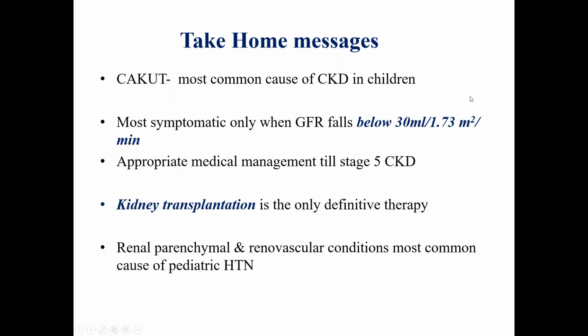So the take home message from this tutorial would be that CAKUT, or congenital anomalies of kidney and urinary tract, are the most common cause of CKD in children, and most patients become symptomatic of CKD only once the GFR falls below 30 ml. Appropriate medical management is usually required till stage 5, after which there will be a need for renal transplant, and peritoneal dialysis and hemodialysis should only be used as bridging therapy till you achieve renal transplant in the pediatric population.